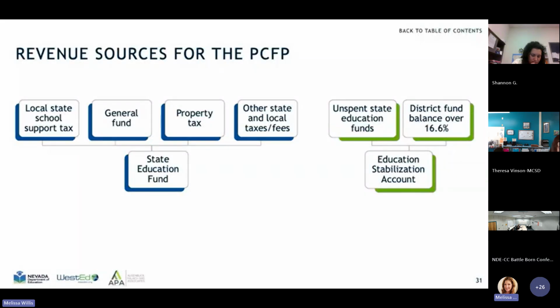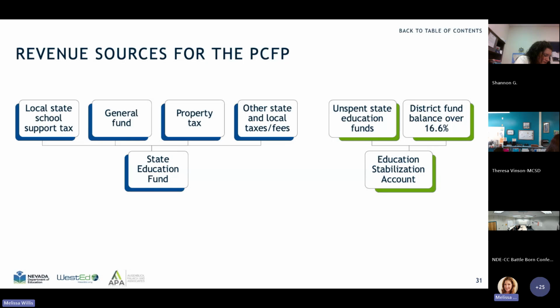Revenues to fund the State Education Fund include local support tax, the general fund, property tax, and other state and local taxes and fees, including net proceeds of minerals, both state and local, gold and silver tax, governmental services tax, recreational marijuana tax, local school support tax, annual slot tax, room and property tax, Federal Mineral Leasing Act tax, franchise fees, proceeds from forfeited properties, fines, interest distributions, and others. In addition to the State Education Fund, there is a second available account to the PCFP.